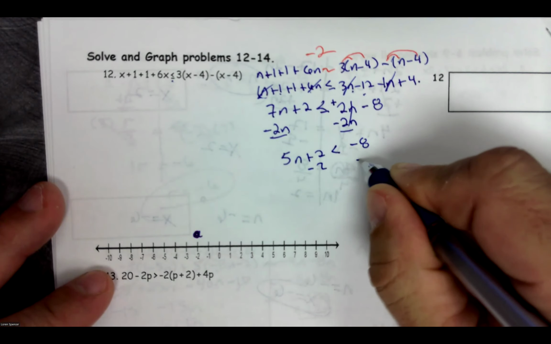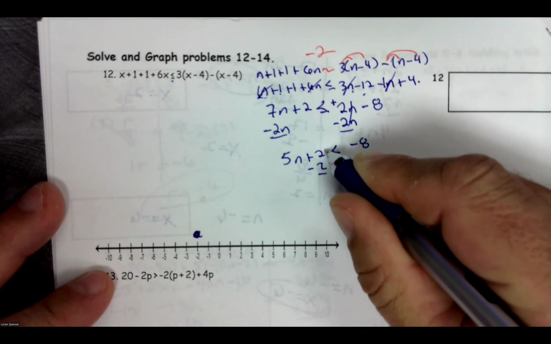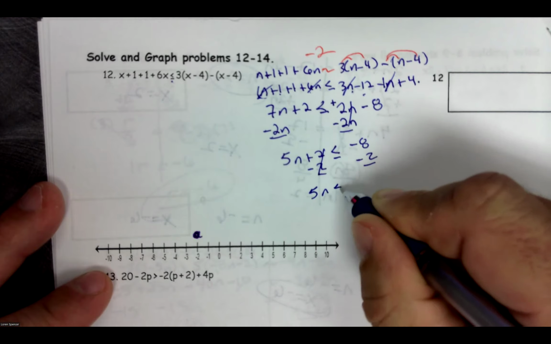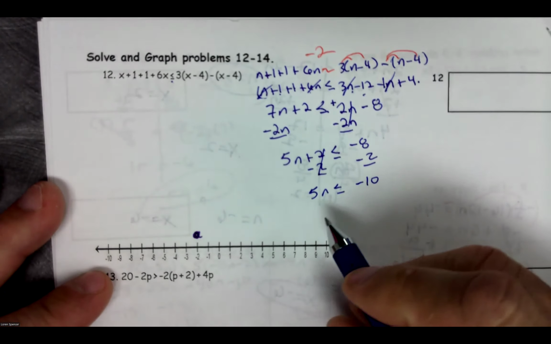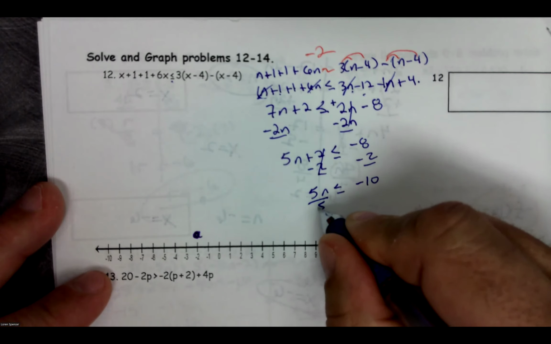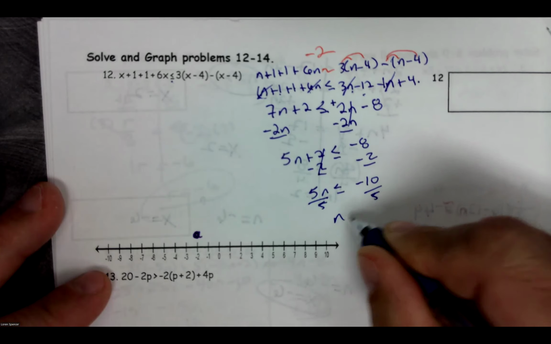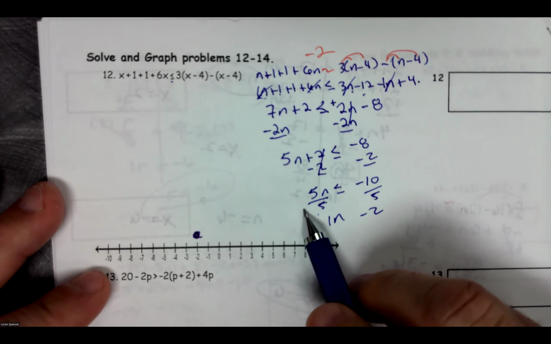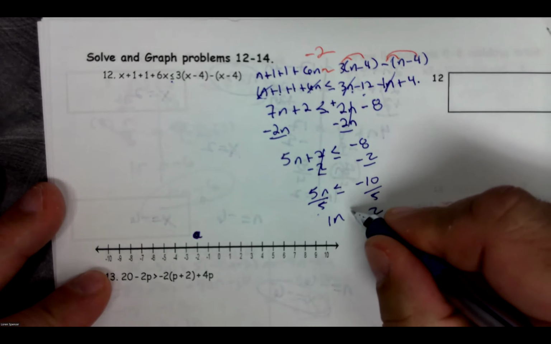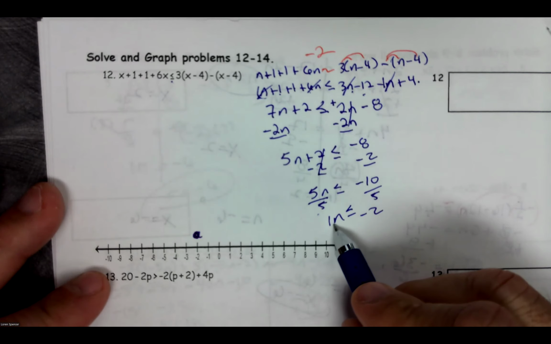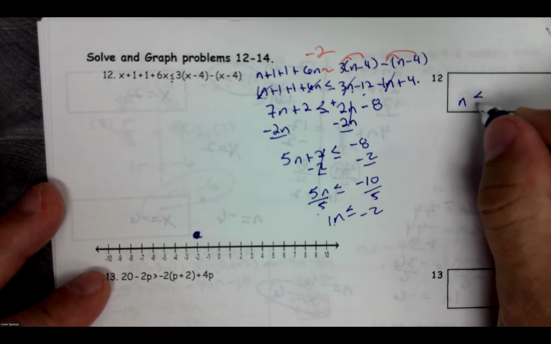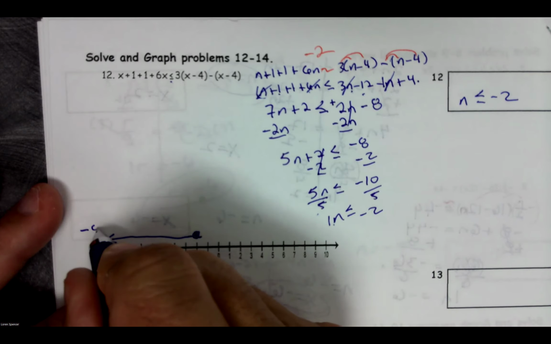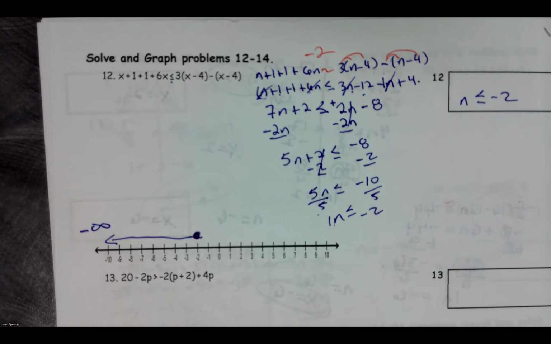I'm going to subtract 2 from both sides because I need to move my constant away from my variable. And now I have 5n is less than or equal to negative 10. Divide both sides by 5. n and negative 2. Now here, I'm dividing by a positive. If I'm dividing by a positive, I don't flip the sign. So this way, it's going to be n is less than or equal to negative 2. And we know our arrow is going this way all the way to negative infinity.